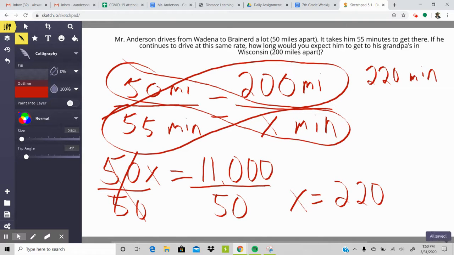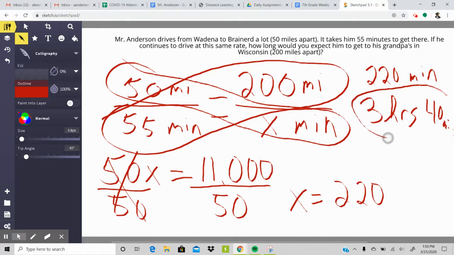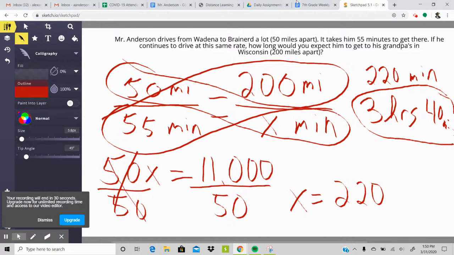Or I could split it up into hours and minutes, right? There are 60 minutes in an hour. Well, how many times does 60 go into 220 without going over? That'd be 3 hours, because there are 180 minutes in 3 hours, and then there are 40 minutes left over. So 3 hours and 40 minutes. That should say minutes down there; I just ran out of room. So my answer for this is either 220 minutes or 3 hours and 40 minutes.